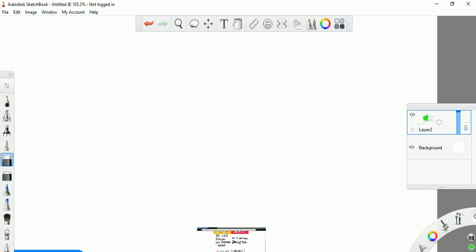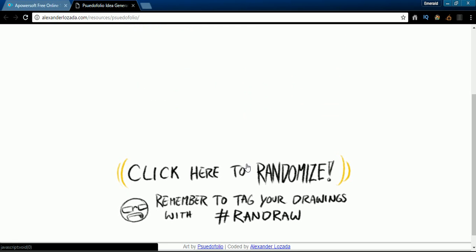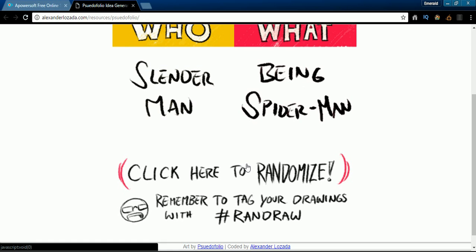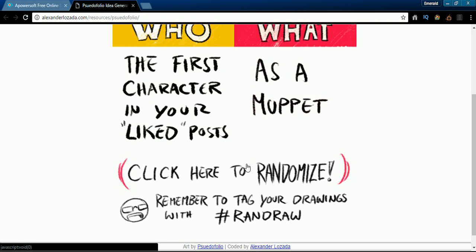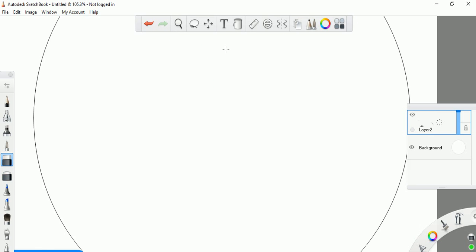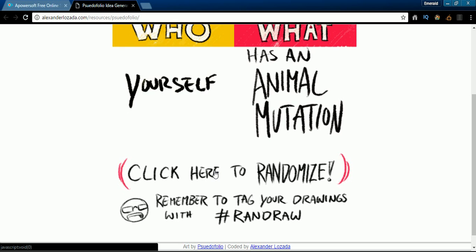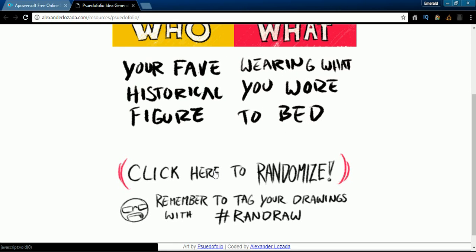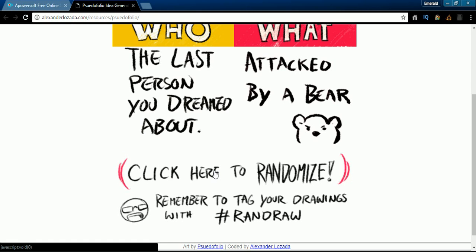Okay, so on to our second one. Okay. Kay and Kayla, I don't even know when that is. Slenderman being Spider-Man. Your favorite animal, Cyberpunk. I don't even know what that is. The first character you liked that you're posted as a Muppet. I don't know how I feel drawing a Muppet. We're not going to draw a Muppet because I don't know how to draw a Muppet. Yeah. Your fave mythical, I don't know. Yourself as, nope, nope. Johnson, nope, I don't even know who that is. Last person you dreamed about being attacked by a bear.